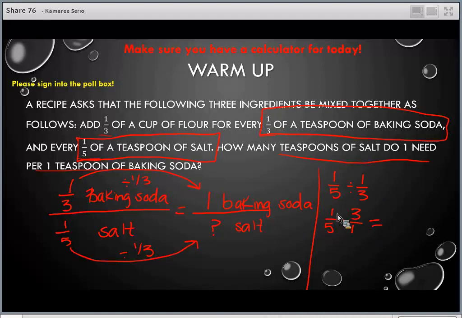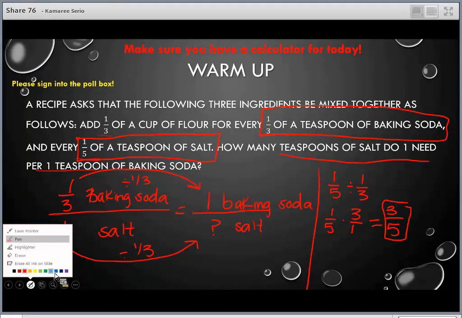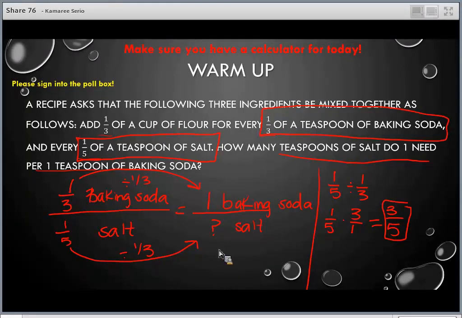Now since I have multiplication, I can multiply straight across the top, straight across the bottom. So I get 3 over 5, which means that for every 1 teaspoon of baking soda, you need 3/5 teaspoons of salt. So this is 3 over 5 teaspoons of salt.